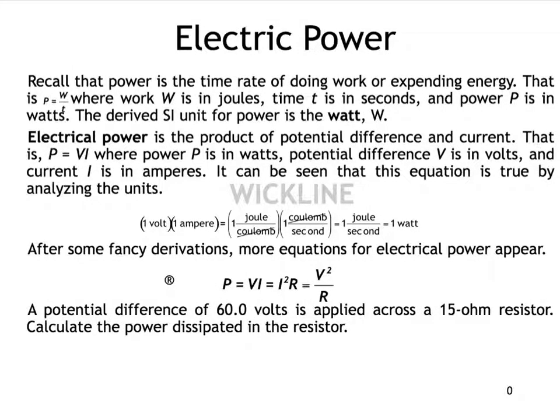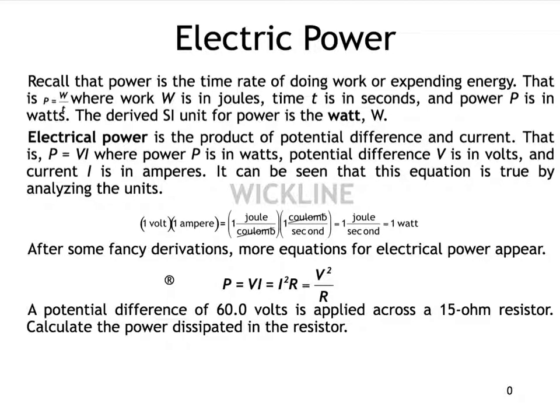And I have a couple more equations here for electrical power and energy. Take a look at this equation. Power is work over time. We've done that one before. Remember that power is measured in watts. And electrical power is the product of potential difference and current. So you're going to see this equation a lot, P equals VI.